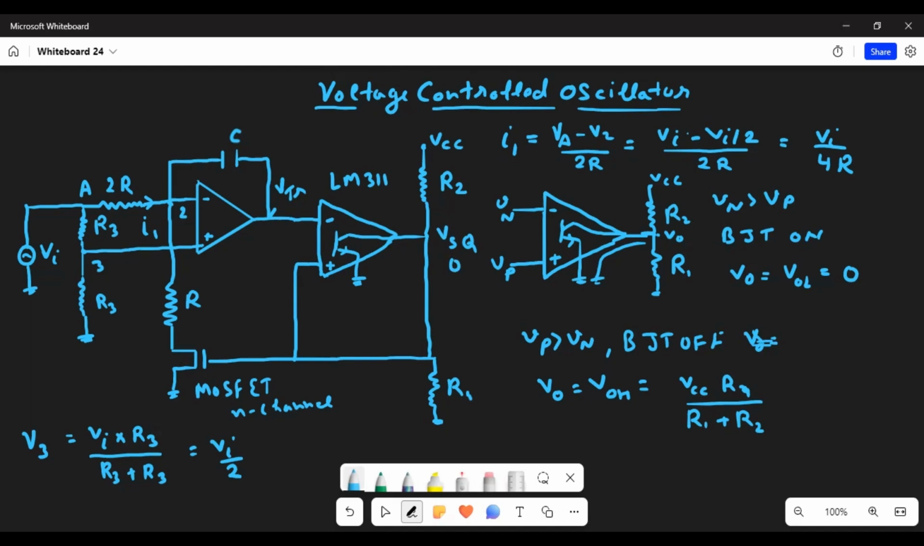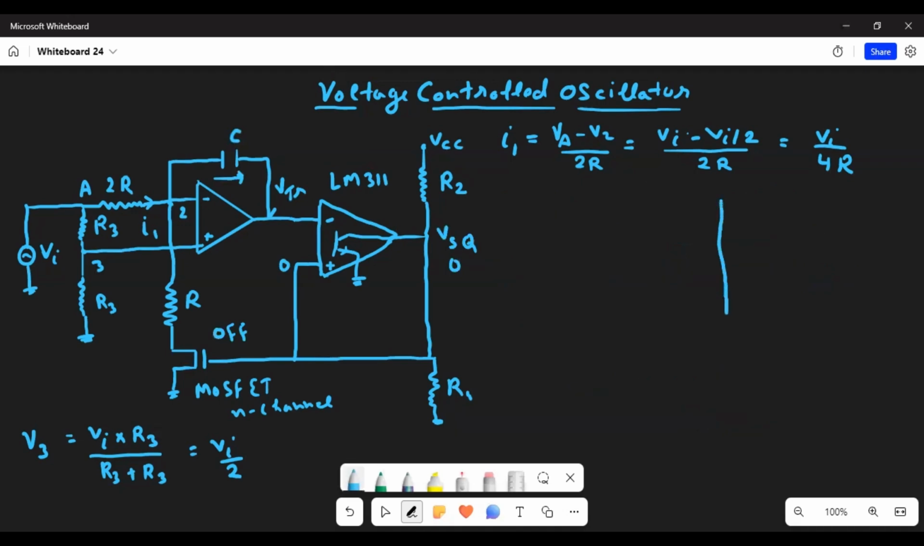Now if the output is low, then it will make the MOSFET off. So it means the current I1 that we have calculated will flow through the capacitor. So now let's draw the output waveforms VSQ and V triangular and see how they will change. VSQ will be a square wave as shown here, and we will see, depending upon the VSQ value, how VTR will change.